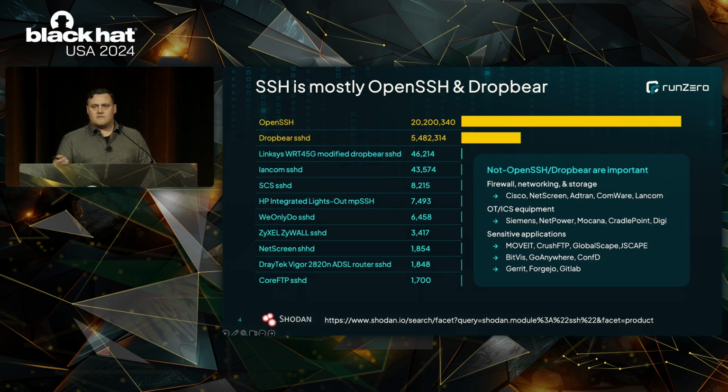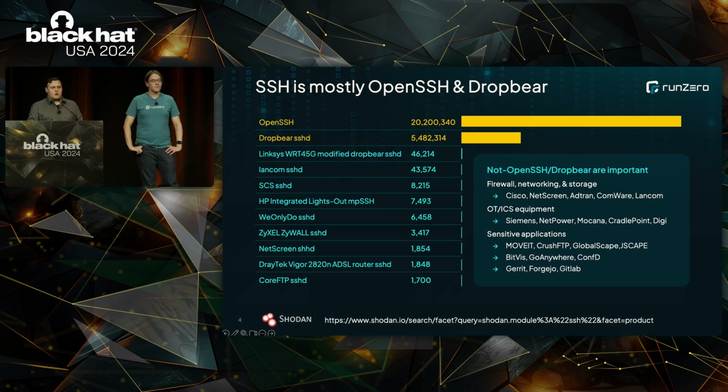So if you look at internet-facing SSH daemons, it's mostly OpenSSH and Dropbear, like 90%. But you have this long tail of other oddball stuff. LANCOM, the HP iLO, MBSSH, the We Only Do stuff, the ZyXELs, the NetScreens. And even though these only make up about 10% of the stuff you see on the internet, they're pretty important. So a lot of the not OpenSSH stuff out there, like your firewalls, networking, and storage devices, your Ciscos, your NetScreens, your ADTRAN, they're all running custom SSH implementations that have nothing to do with OpenSSH, or at least haven't for a very long time.